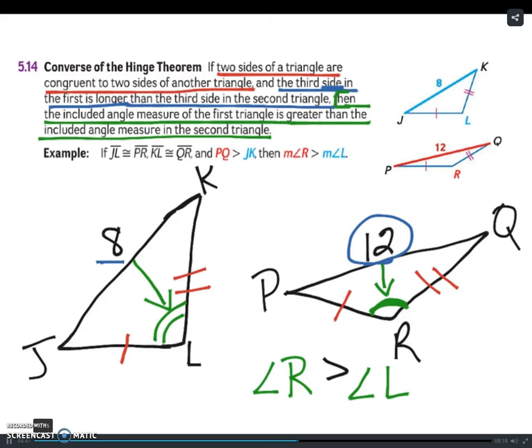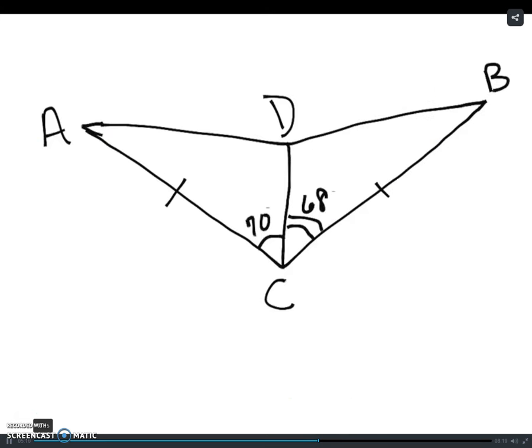And then on this one, when you look at that third side, you actually have to know which one is bigger. It has to tell you. That will lead you so that you can look at the angle across from the bigger of those two sides, which will be the bigger angle. So we know that angle R is bigger than angle L. Okay? So let's look at an example together.